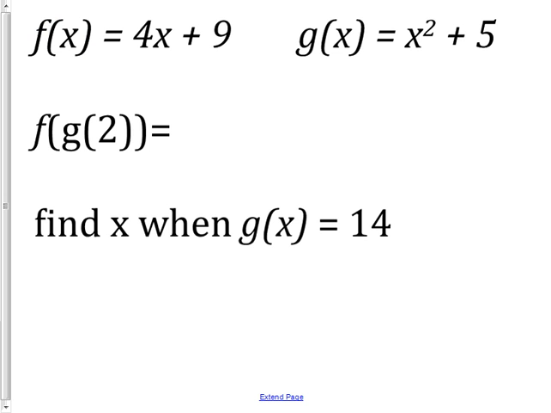All right. If you really get what I'm saying, this next part might blow your mind still. F of g of 2.